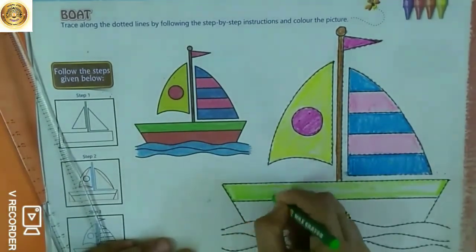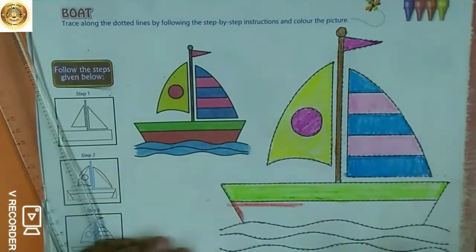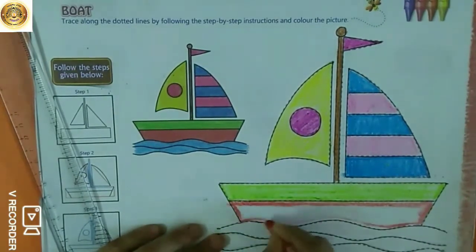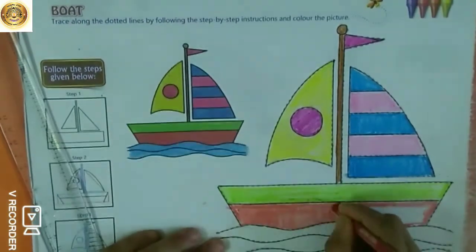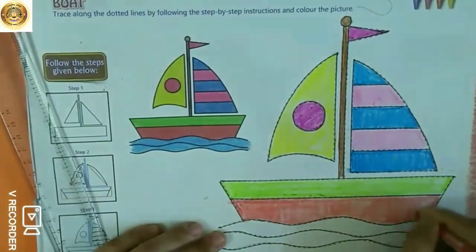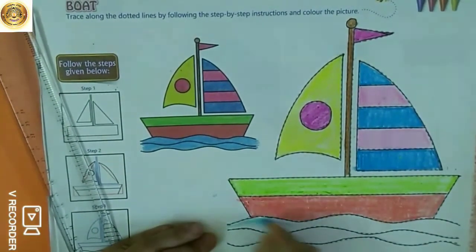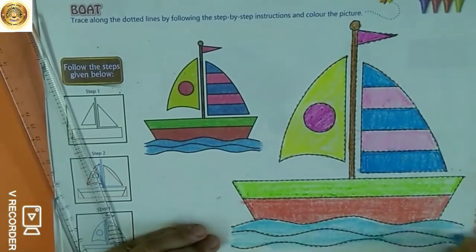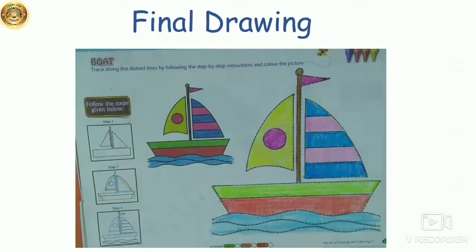And for the bottom of the boat, I will use left and right motion. Finally, we will color the water. Now this is done. This should be your final drawing.